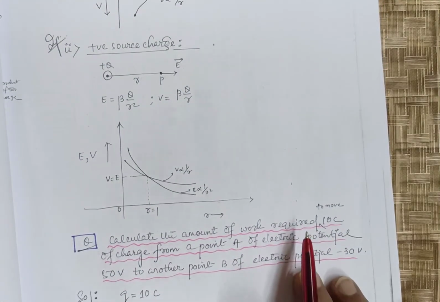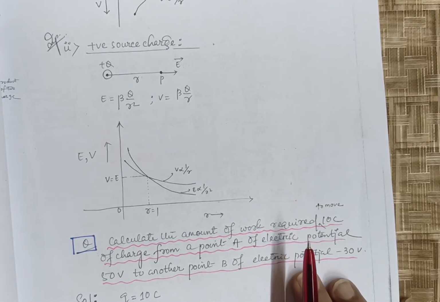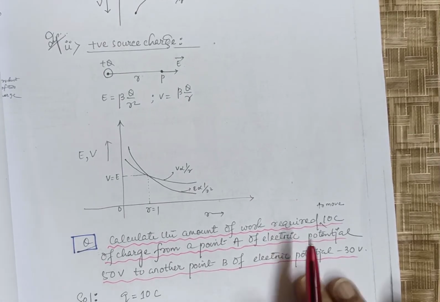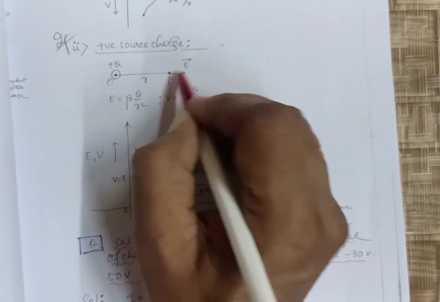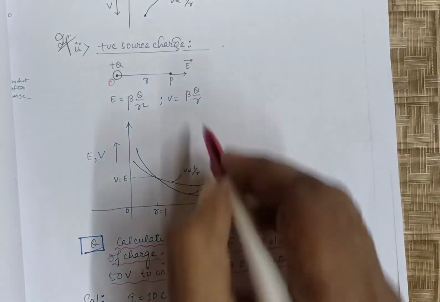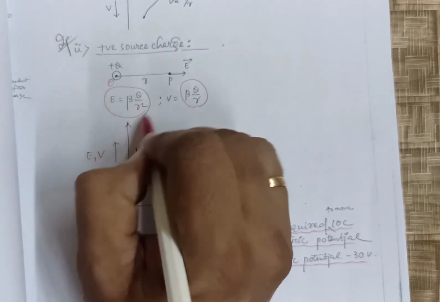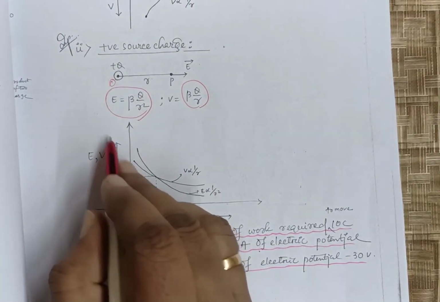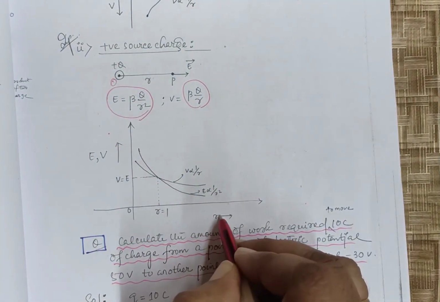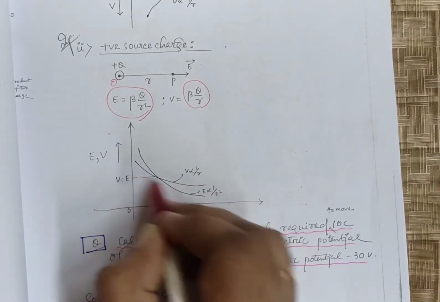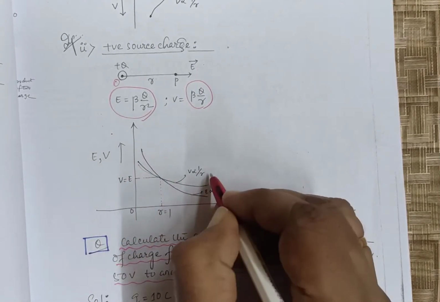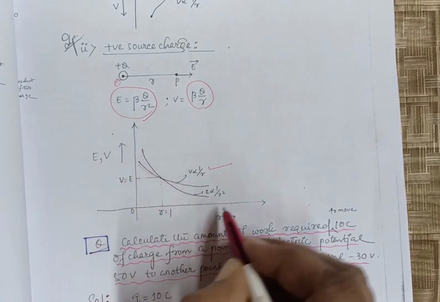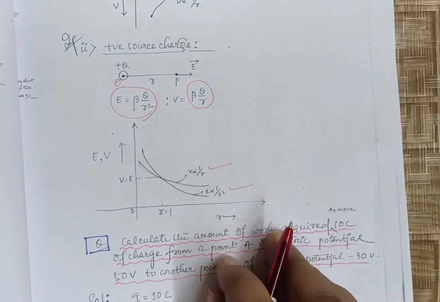Similarly for a positive source charge. For a positive source charge, plus Q situated at O, point P, the intensity vector is diverging, potential is a scalar quantity, the formula is kQ, both are positive. So E and V are in the positive y-axis, distance R is here. There are two graphs, both graphs are hyperbolic in nature. This graph represents V proportional to 1 by R, and this graph represents E proportional to 1 by R square.